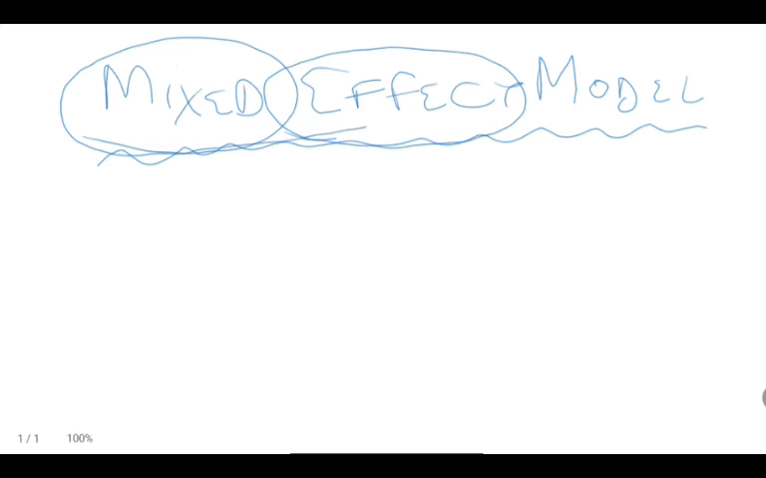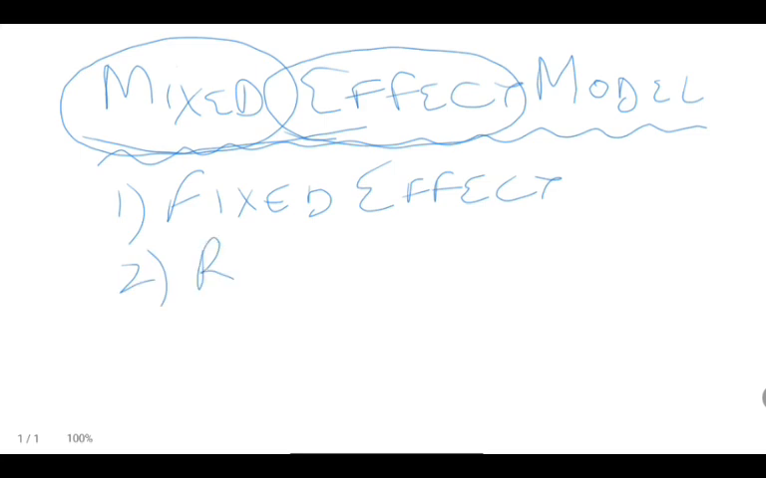So mixed effect basically consists of two different effects. One is the fixed effect and the other is the random effect. So what do we mean by this? When we mix fixed effect with random effect, we call it a mixed effect model. Now, how can we have a mixed effect model?